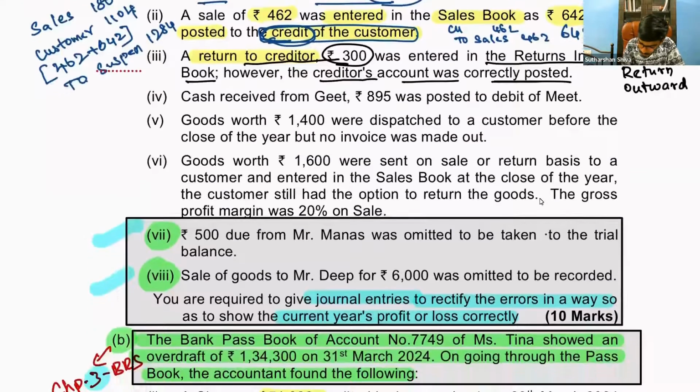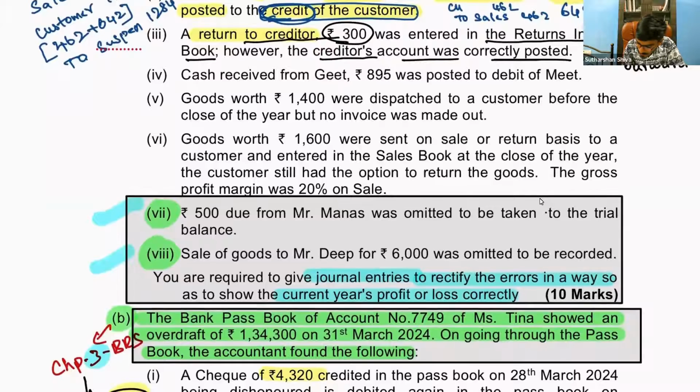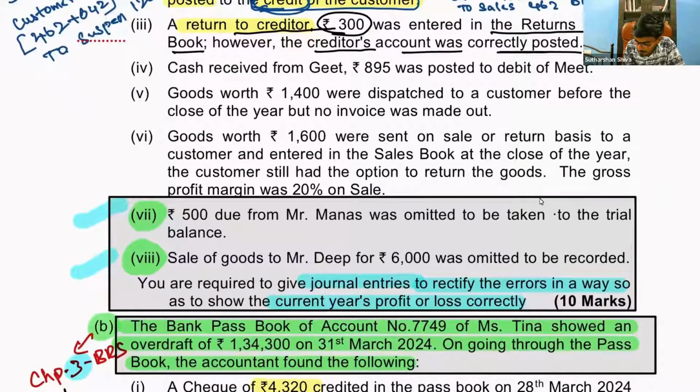Next, fourth one. Cash received from Geet 895 was posted to debit of Meet. Received from Geet, the entry will be cash to Geet. That will be 895. It was posted to debit of Meet. It means Meet account 895. Again cash account 895.